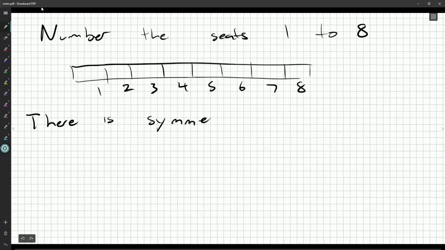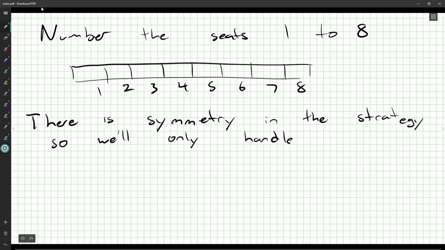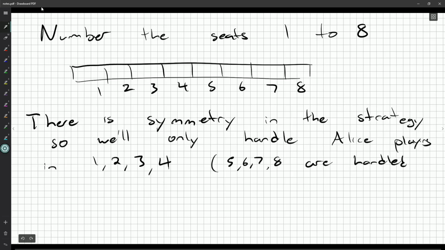There is symmetry in the strategy. I don't want to have to deal with Alice plays at 1, and Alice plays at 2, and Alice plays at 3, and Alice plays at 4, and then also have to deal with Alice playing at 5, because Alice playing at 5 is the same as Alice playing at 4. Just do mirror images. So a quick line about symmetry or mirroring your argument is going to save you some time in the write-up, and we want to leave time for C3 and C4. So there's symmetry in the strategy. So we'll only handle Alice playing in 1, 2, 3, or 4. You could say something like 5, 6, 7, 8 are handled with mirror arguments. People marking will know what you mean.